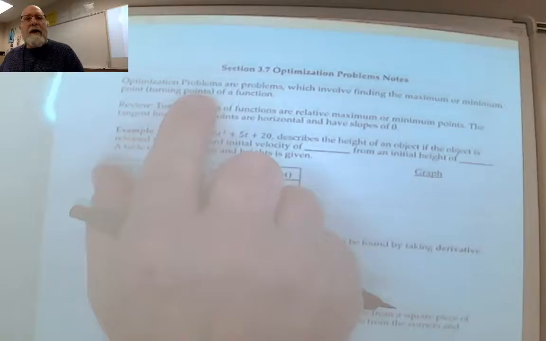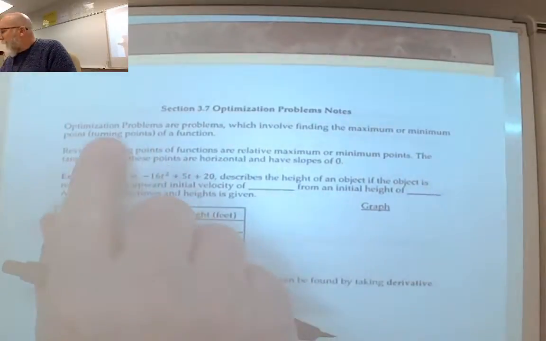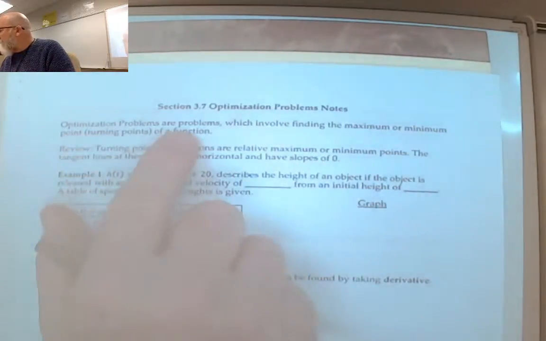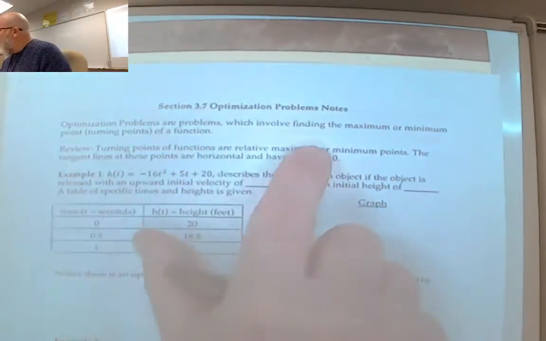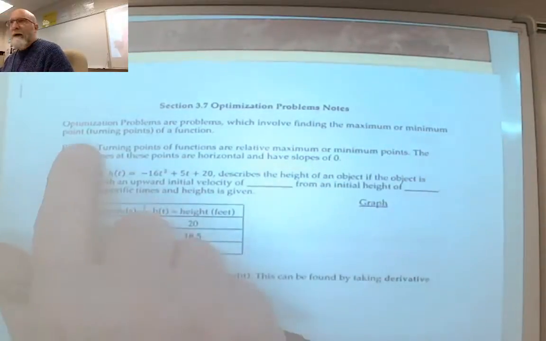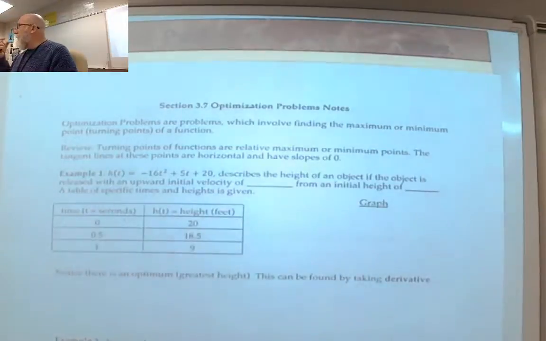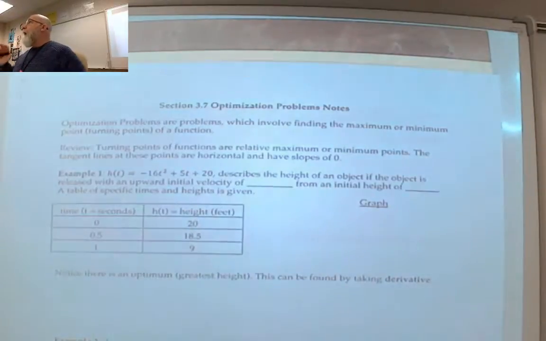Okay? So I talked about this at the beginning, that optimization problems are problems simply in which we find maximum or minimum points, the turning around points. So again, the difficulty is how do you come up with a function that we want? And I'm going to go through a series of problems on how I go through to do that.